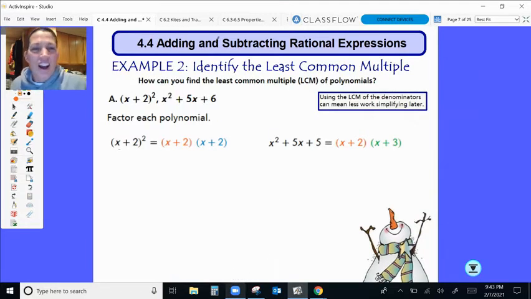Now, when we don't have common denominators that are the same, we have to find what's called least common multiples.